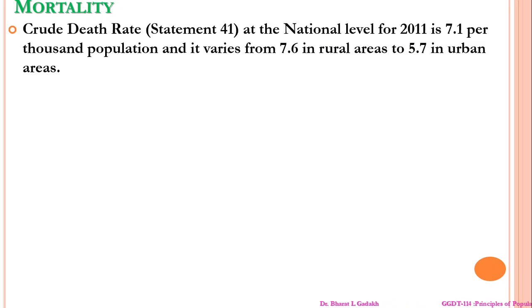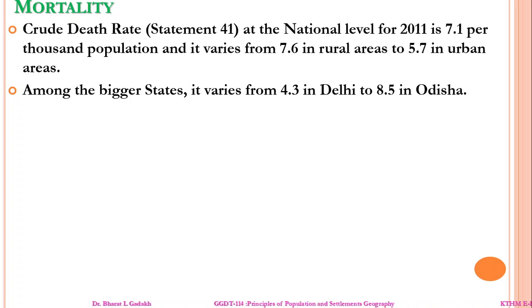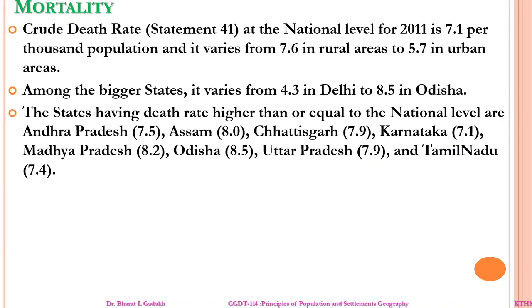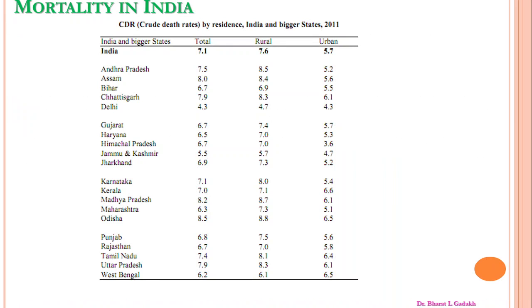Now the crude death rate at the national level in 2011 is 7.4 per thousand, and the variation is 7.6 in rural areas and 5.7 in urban areas. Among the bigger states it varies from 4.3 in Delhi to 8.5 in Odisha. The states having death rates higher than or equal to the national level are Andhra Pradesh 7.5, Assam 8.0, Chhattisgarh 7.9, Karnataka 7.1, Madhya Pradesh 8.2, Odisha 8.5, Uttar Pradesh 7.9, and Tamil Nadu 7.4.